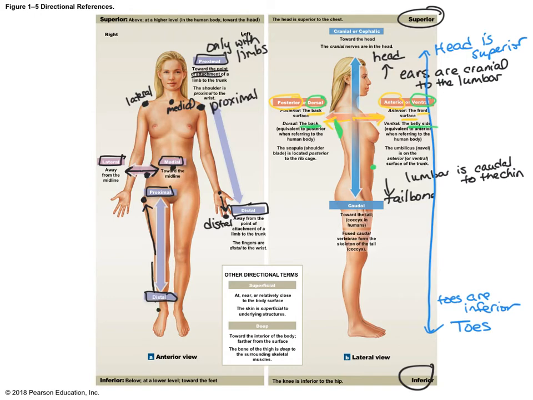Other directional terms are superficial and deep. Superficial means close to the body surface. So the skin is superficial to the muscles. Deep means toward the interior of the body and farther away from the surface. So, for example, the bone of the thigh is deep to the surrounding skeletal muscles.